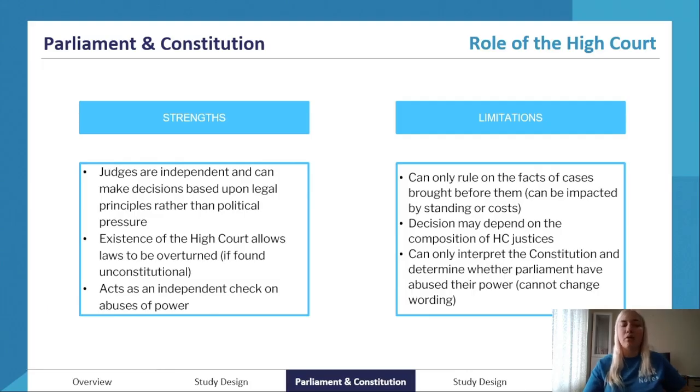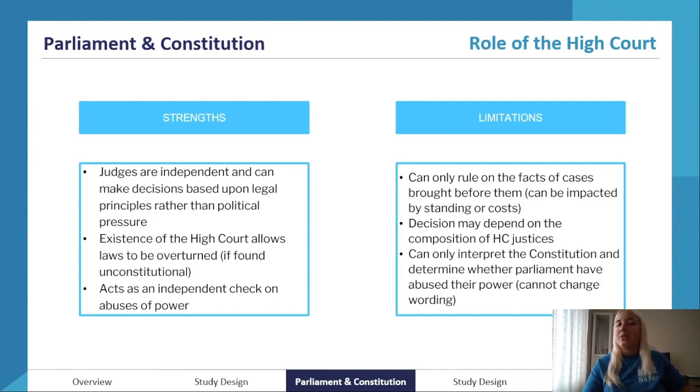The existence of the High Court also allows laws to be overturned if they are found to be unconstitutional. So this is that power of the High Court to declare laws ultra vires or beyond the scope of the powers of Parliament, therefore declaring them unlawful and ultimately abolishing them. Also, the High Court acts as an independent check on abuses of power.